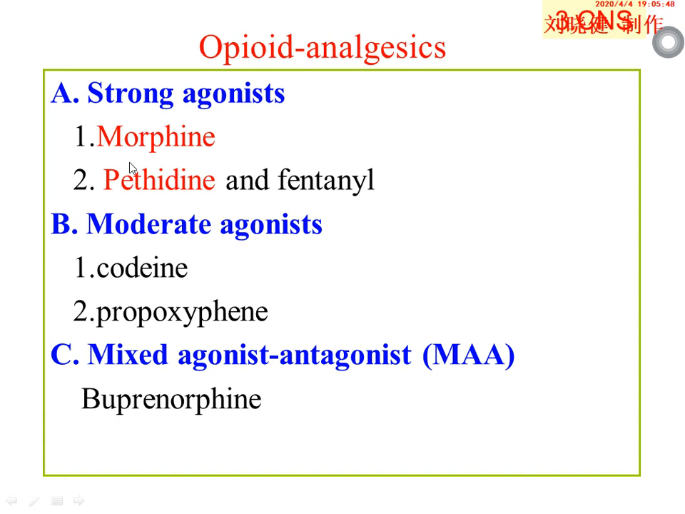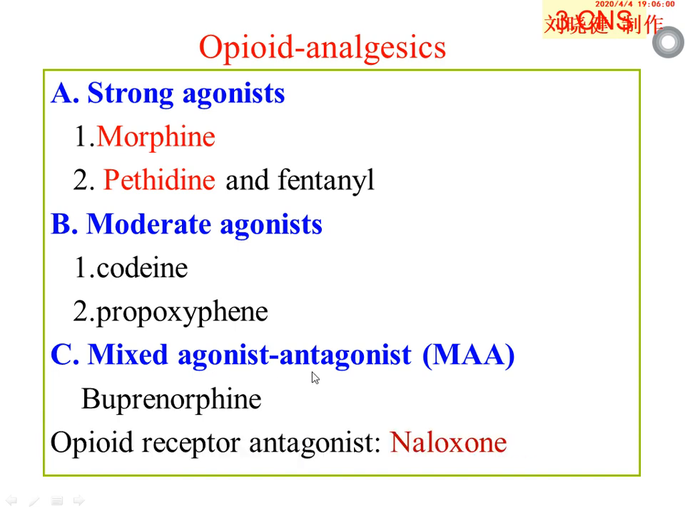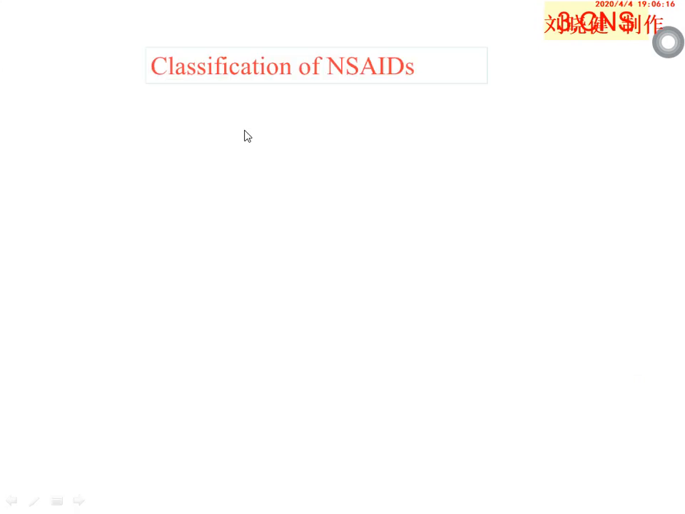Pethidine is a secondary important drug in this chapter, and fentanyl. In this chapter you also studied the opioid receptor antagonist. You must know well this naloxone. Okay, what are the pharmacological effects and their clinical uses? If you forget, try to review in time. Okay.